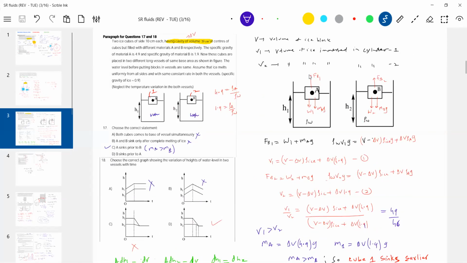Read the passage. Read the passage. First, you read the data, then you can get into the discussion.